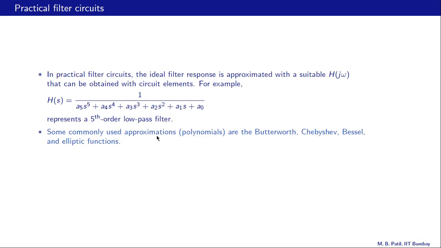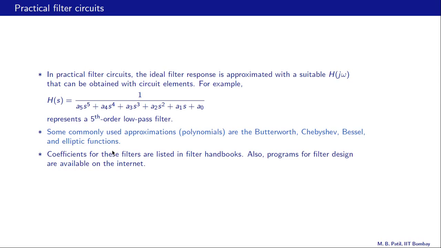Some commonly used approximations or polynomials are the Butterworth, Chebyshev, Bessel and elliptic functions. We will look at some of these. Coefficients for these filters are listed in filter handbooks. So filters are fairly well studied, several decades earlier in fact, and a lot of information is available already in the literature. There are handbooks which give all those coefficients that we require. There are also programs for filter design available on the internet.